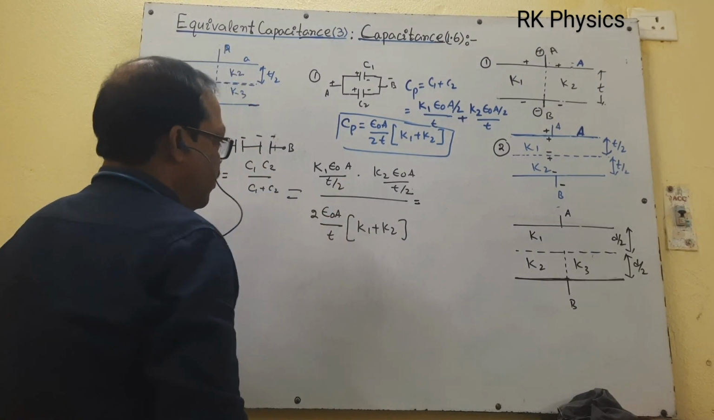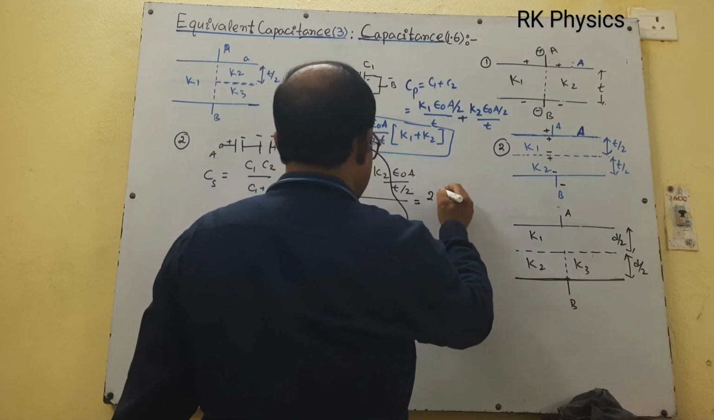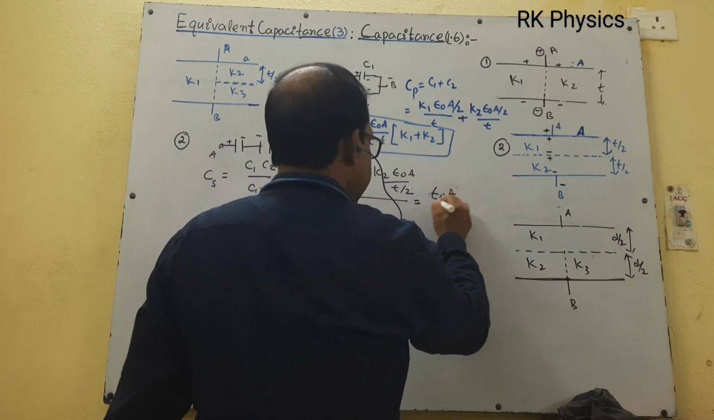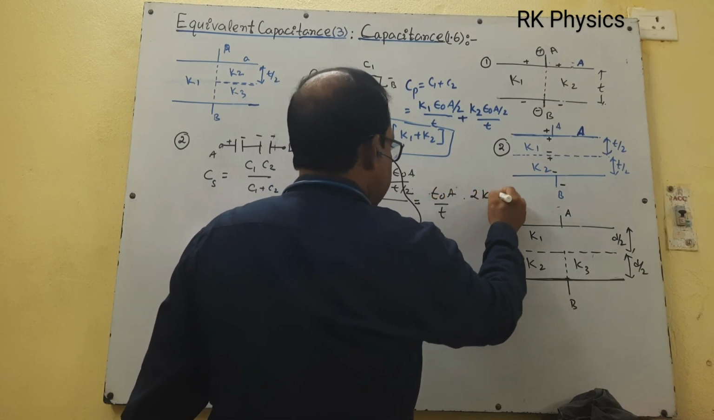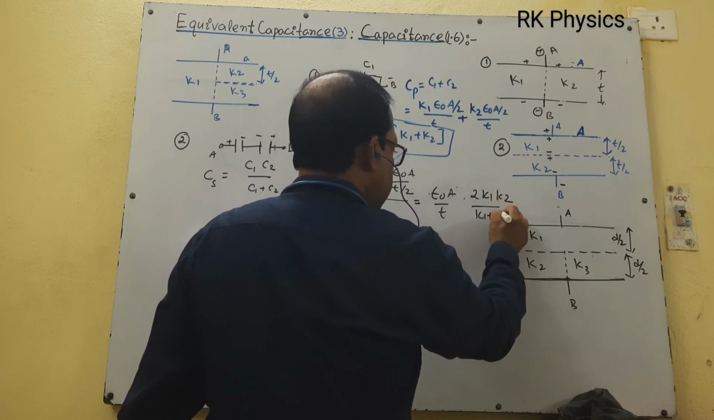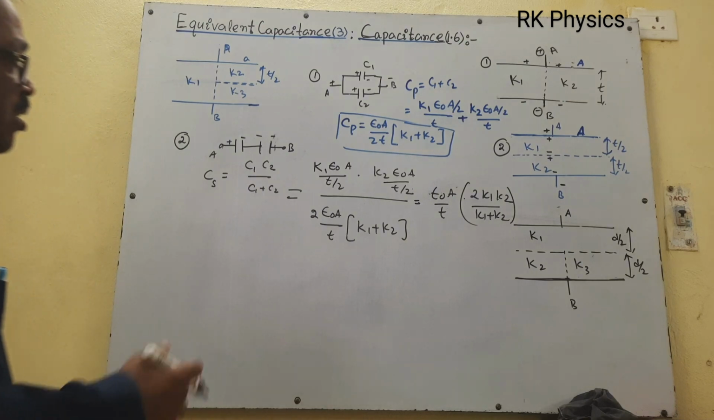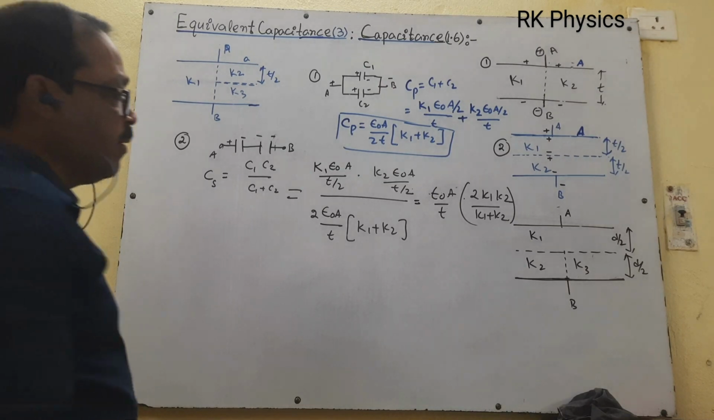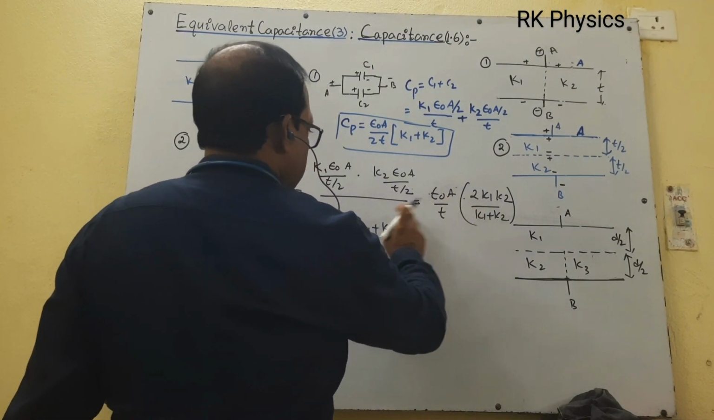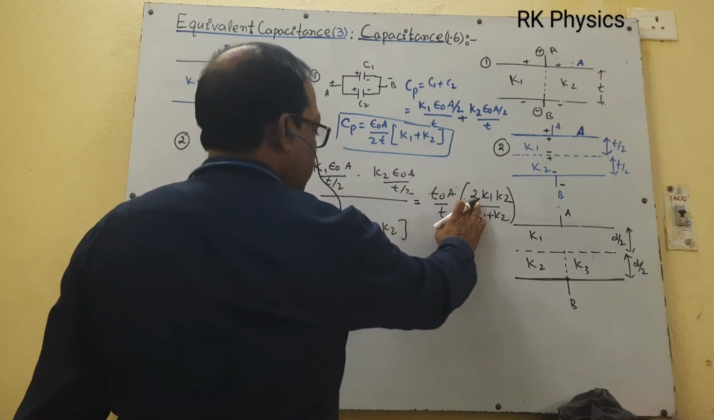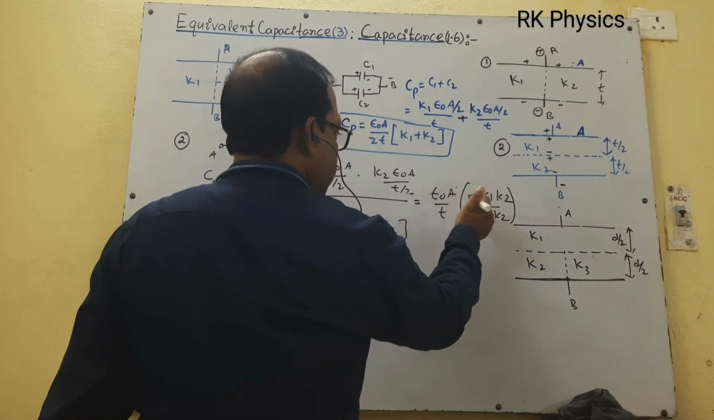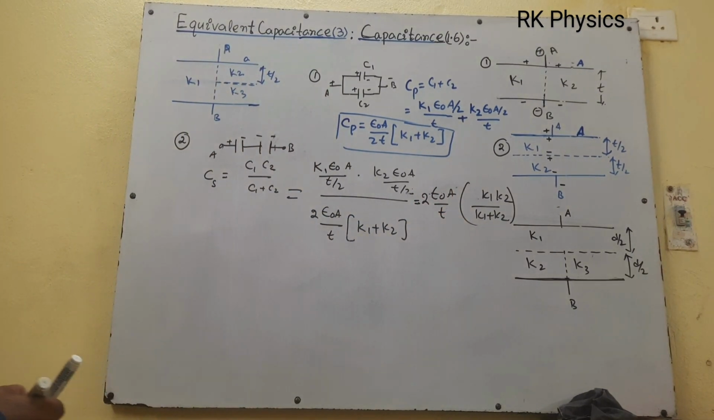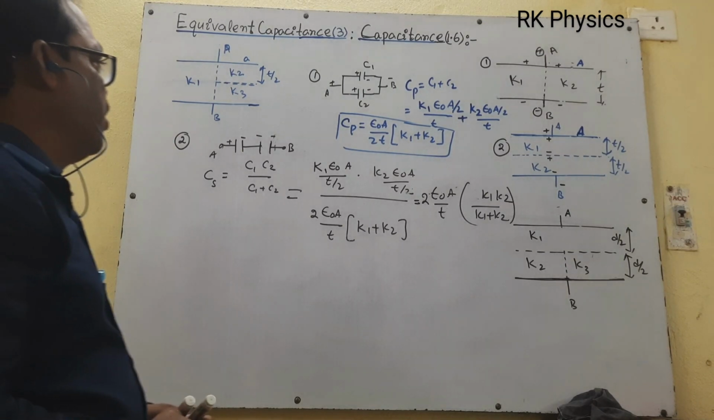Then the 2 cancels. The answer is epsilon 0 A by t into 2 K1 K2 divided by K1 plus K2. So this is the value. See this, there is a 2 in 2 epsilon 0 A, yes, and one 2 cancels, one 2 remains here. Or you can take the 2 out, so the result is 2 epsilon 0 A by t into K1 K2 divided by K1 plus K2.